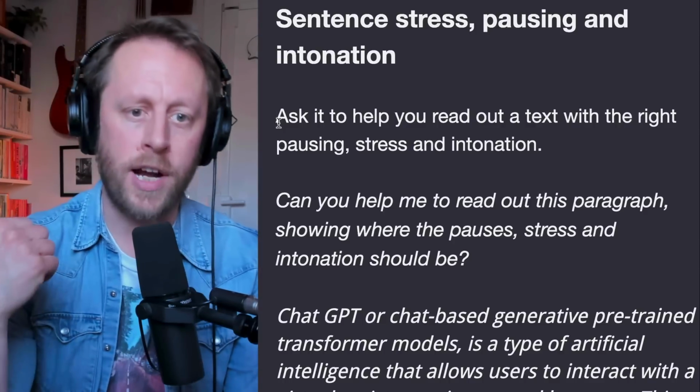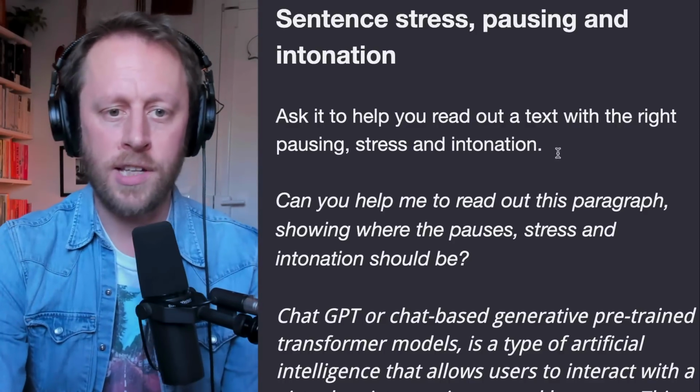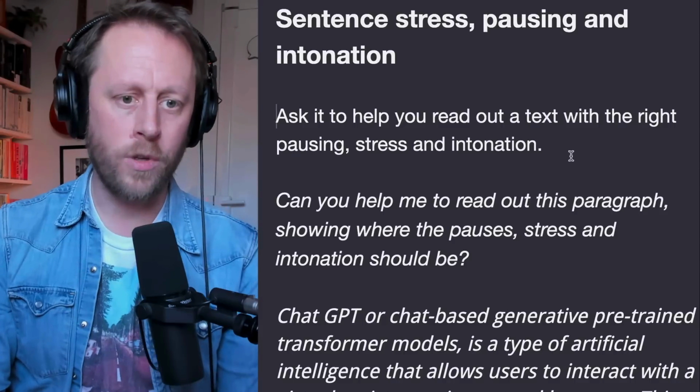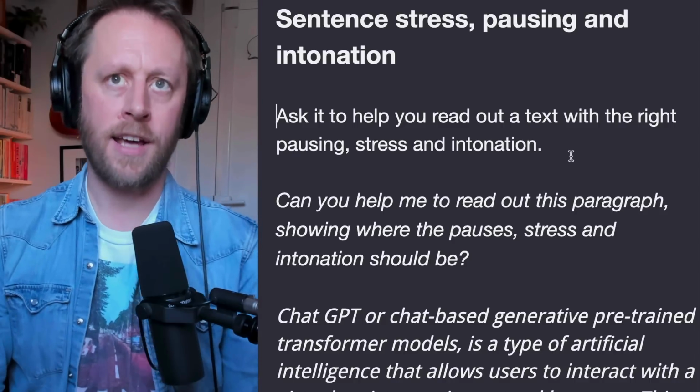So that's pretty impressive. So what about sentence stress, pausing and intonation? Ask it to help you read out a text with the right pausing, stress and intonation. This is one of the tasks I do with my students in my classes. I'll give them a text and they have to imagine they're going to read it out. And they have to divide the text up. They have to underline the words that are stressed. They have to mark pauses. They have to mark where the voice goes up and where the voice goes down.